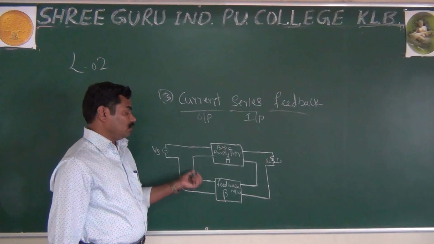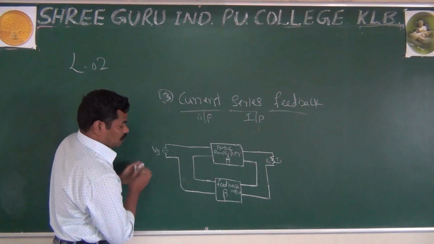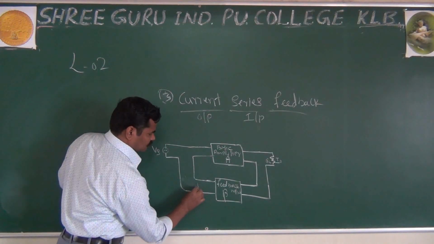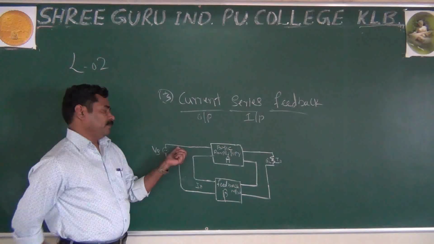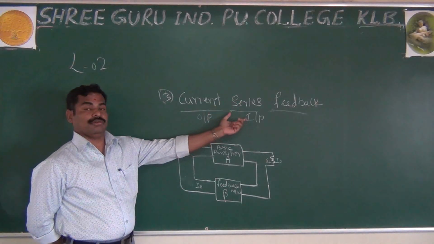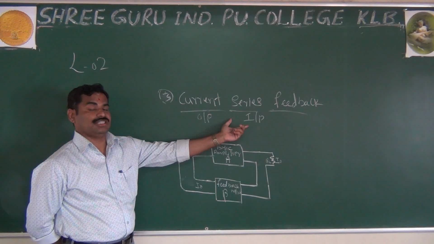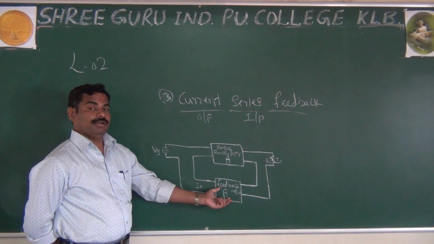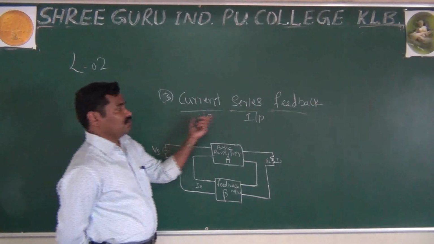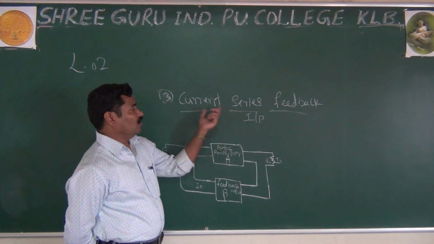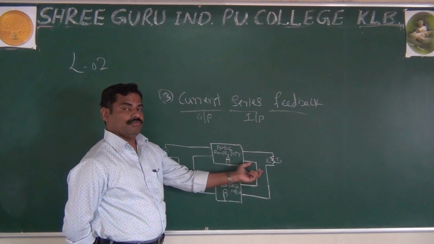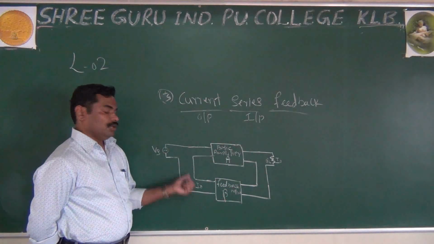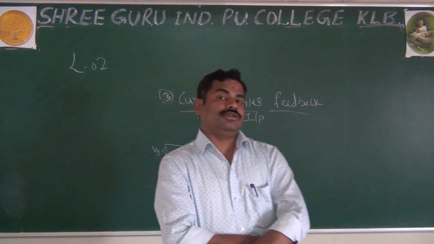Why are you connecting in series? Because in series you always want to add or subtract the voltage. That's why I apply a voltage source here, and that voltage source is added with your feedback signal. And this is the current series feedback. In the output you have the series connection because you always measure the output current in series, and the input has the series connection, where you are adding or subtracting the voltage.